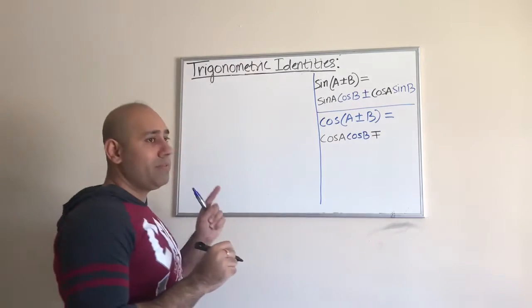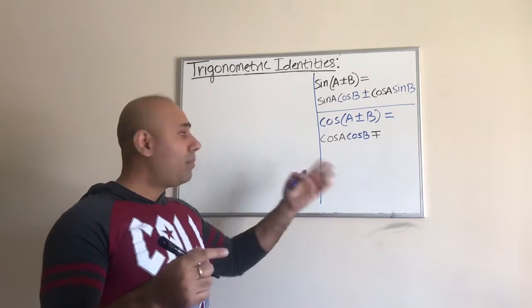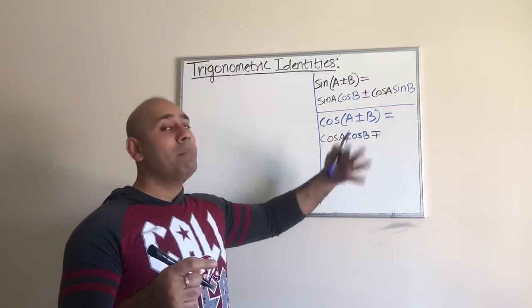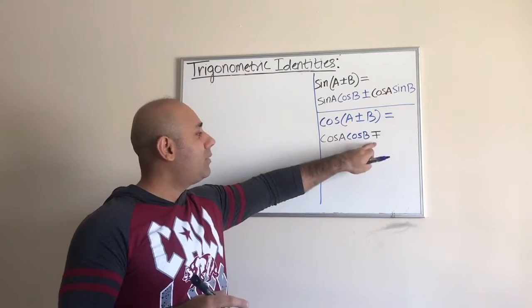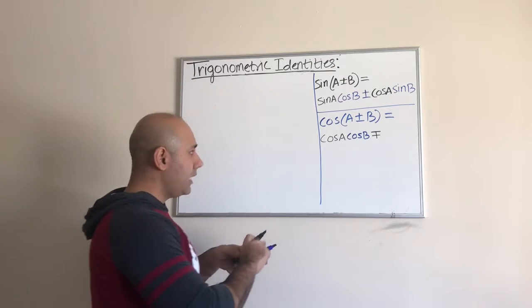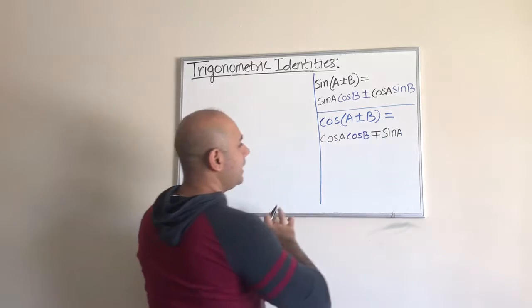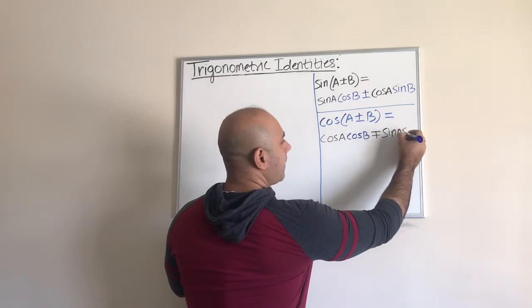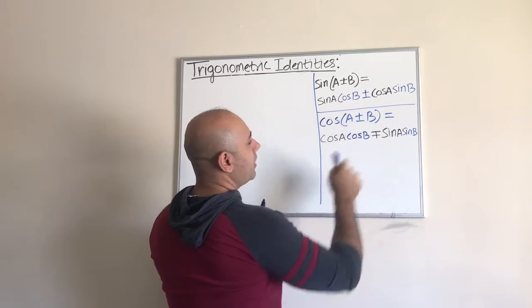What does that mean? That means if you are doing the cosine of the sum, cosine of A plus B, then the formula will be cosine A cosine B minus. Okay, and if you are doing the cosine of the difference, then there will be a plus. Okay, that's what that means. And then I have sine A, and then I have sine B. Obviously we know that this is the product. There's the product as well.